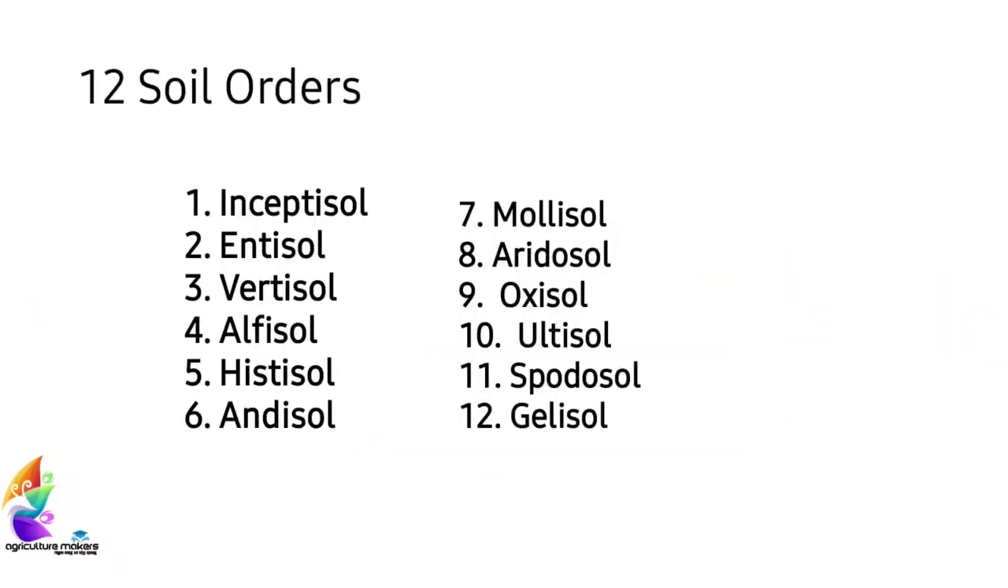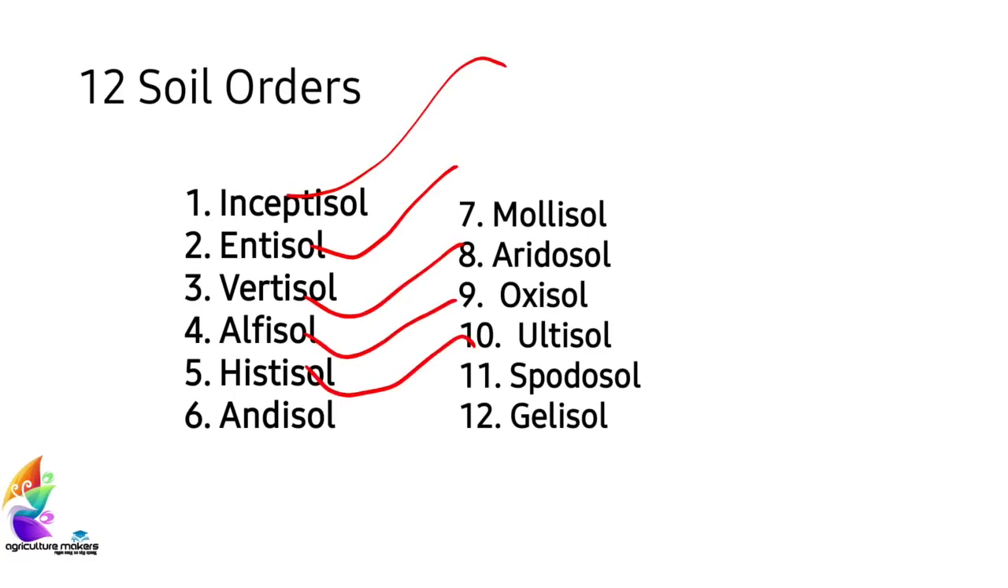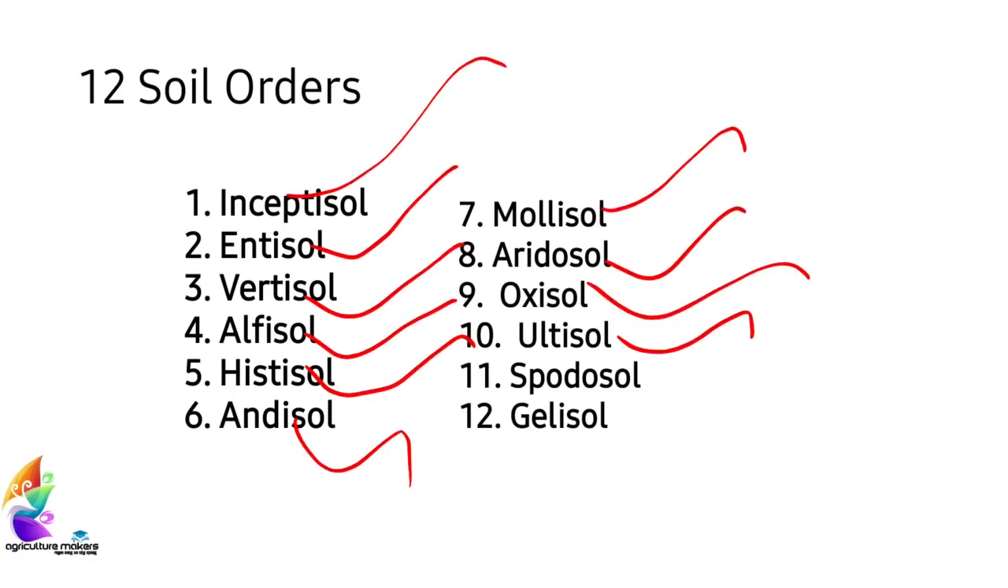Coming to the soil orders, there are 12 soil orders, and they are inceptisol, entisol, vertisol, alfisol, histosol, andisol, mollisol, aridisol, oxisol, ultisol, spodosol, and finally gelisol. These are the 12 soil orders. We can study these orders in detail. We are going to study comparatively the inceptisol and the entisol.